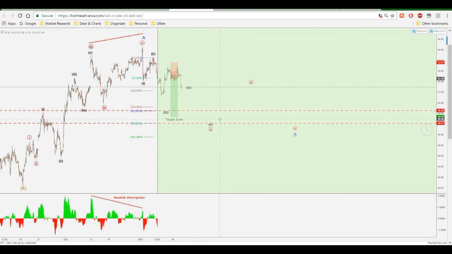So these levels will still hold. Keep an eye on 49 levels. Those are basically our targets. But we will see basically what will go on. I'm waiting for a bearish outcome for crude oil.